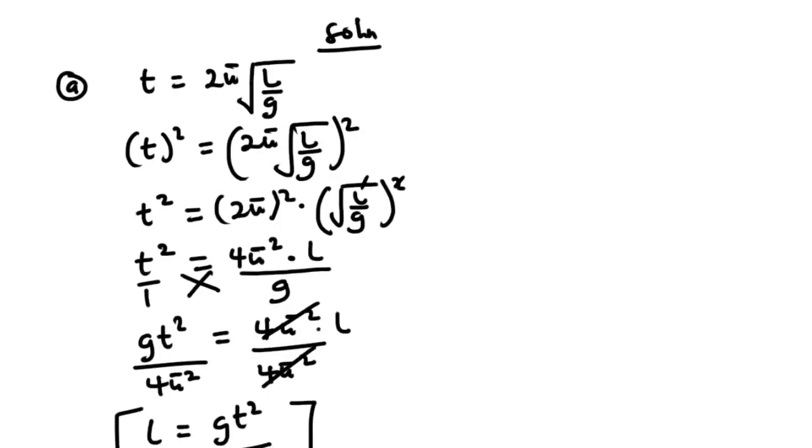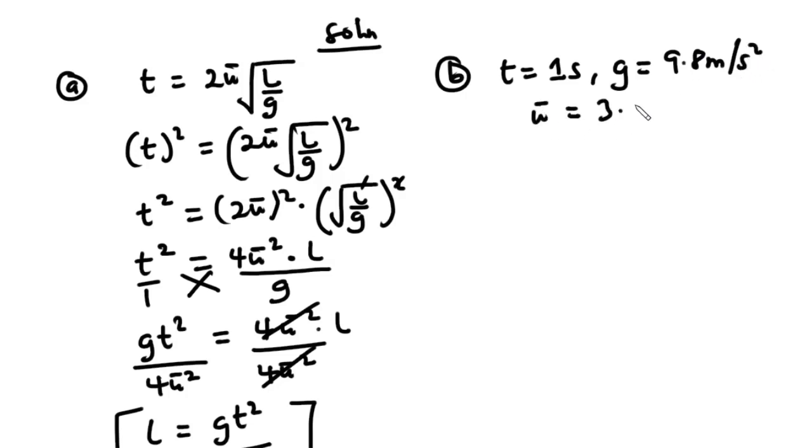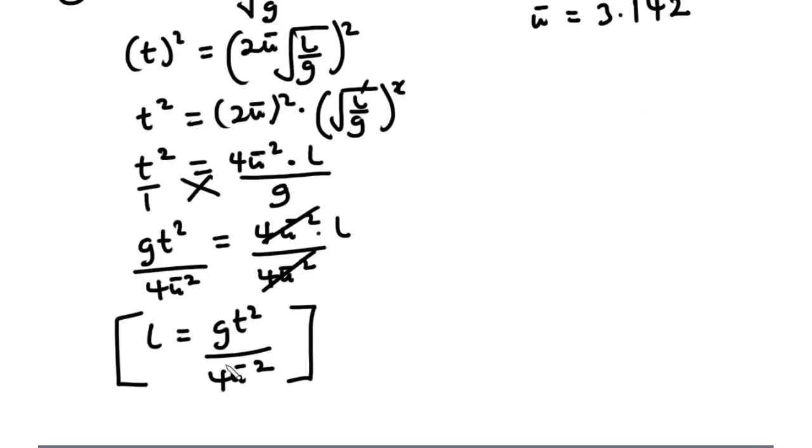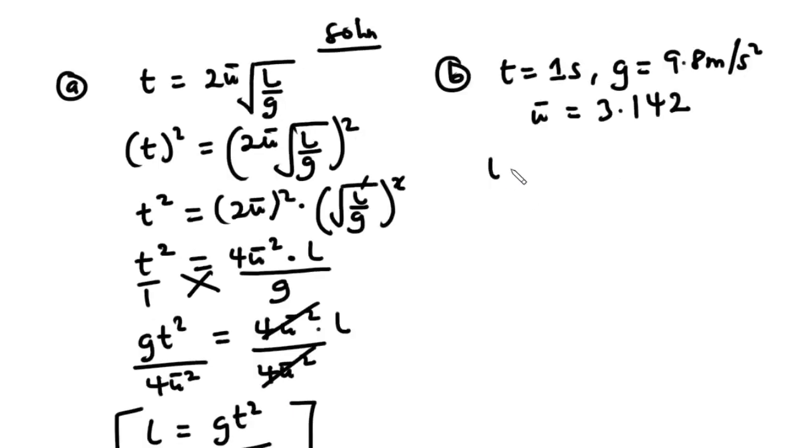Now for the B part, we are going to substitute the values, given t is 1 second, and then g, that is 9.8 meter per second squared, and then we have pi to be 3.142. So we are going to substitute these values into the equation L equals g t squared over 4 pi squared so that we find the value of L. So let's rewrite the equation. So we had L equals g t squared divided by 4 pi squared.